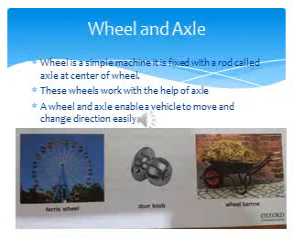Wheel and axle. Wheel and axle are used in many machines and instruments. A wheel itself is not a machine. It becomes a simple machine if fixed to a rod called an axle. The rod is attached to the center of the wheel. You can easily see how wheels are used in cars, donkey carts, bicycles and other vehicles. These wheels work with the help of an axle. A wheel and axle enable a machine to move and to change direction easily.